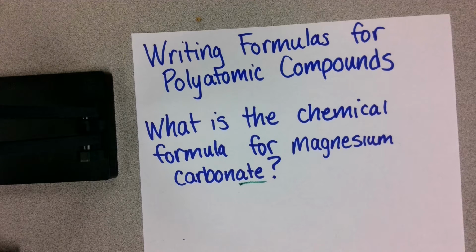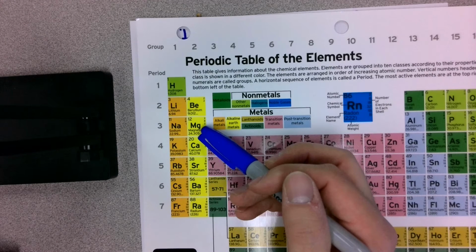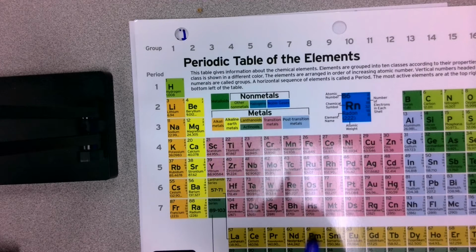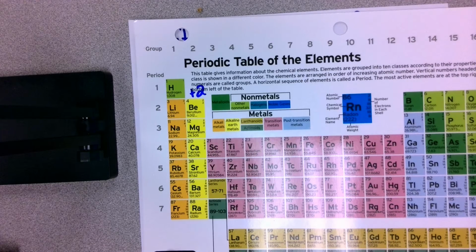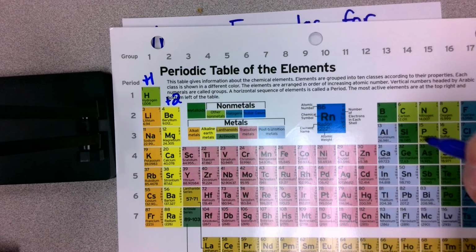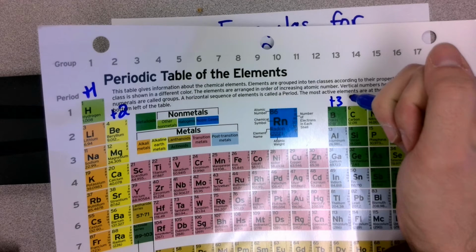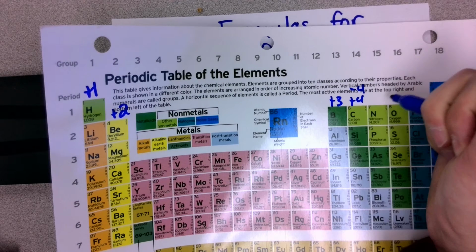So the first step is to look up the metal, and in this case it's going to be magnesium. Let's look up magnesium on our periodic table. If you look up magnesium, it is right here, and this one is the +2 column. Remember it goes +1, +2, skips the pink ones in the middle, then it goes +3. Over here is +4, -4. This is -3, -2, -1, and then 0.